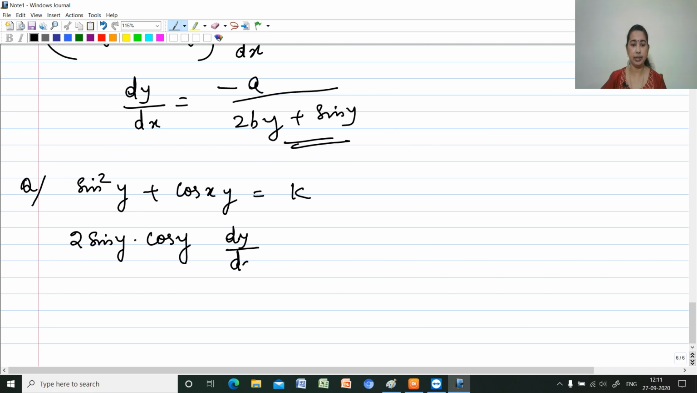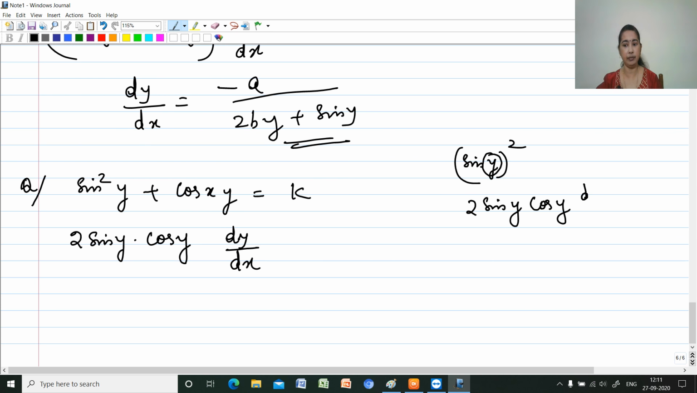So see that how we are differentiating. Sin square y means it is actually sin y whole square. So first we are differentiating as a whole, so it becomes 2 sin y. Again differentiating the inside term, sin y derivative is cos y. Again differentiating y, we are getting dy by dx.